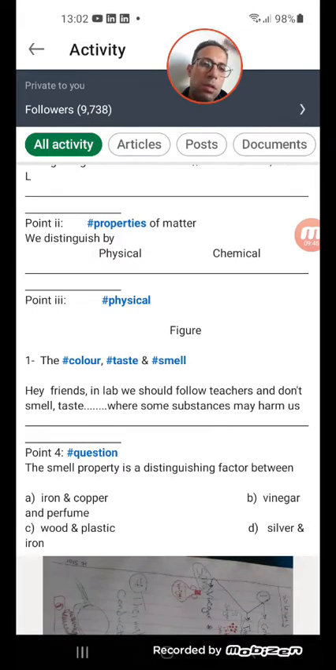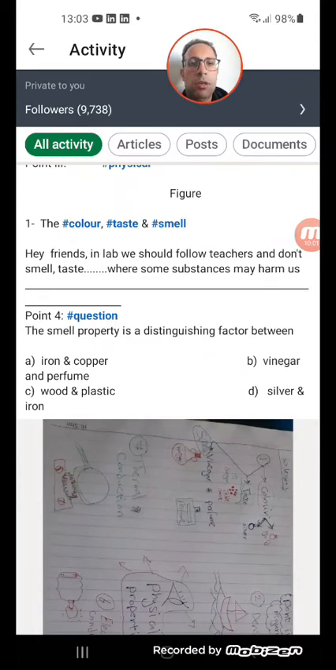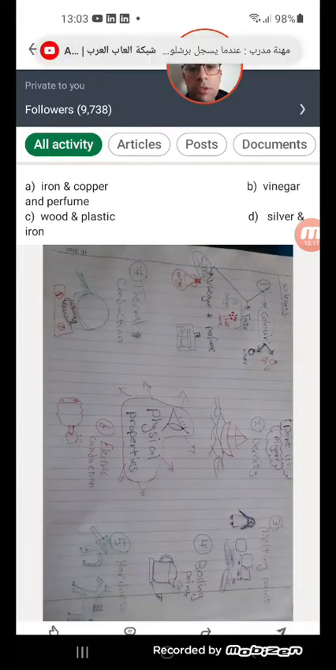We took a quick view for the physical properties, and chemical just as a title, and I'll explain later on. For the physical, we talked about the first one, which is color, taste, and smell, and how color differentiates, for example, between silver and gold, and taste distinguishes between sugar and salt, and smell, for example, distinguishes between vinegar and perfume, and we answered the questions.